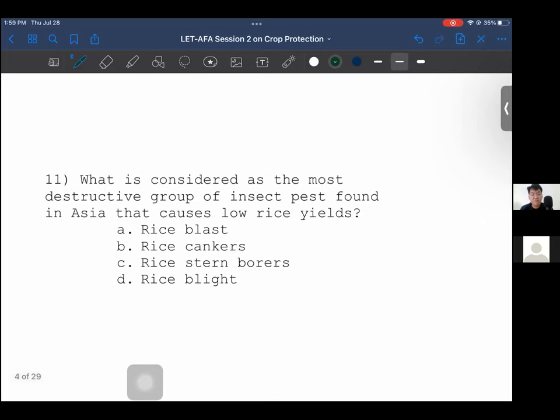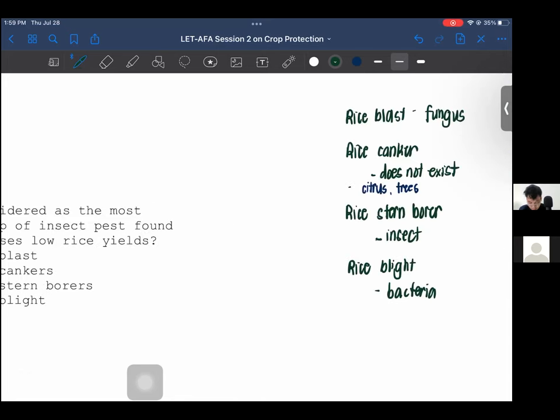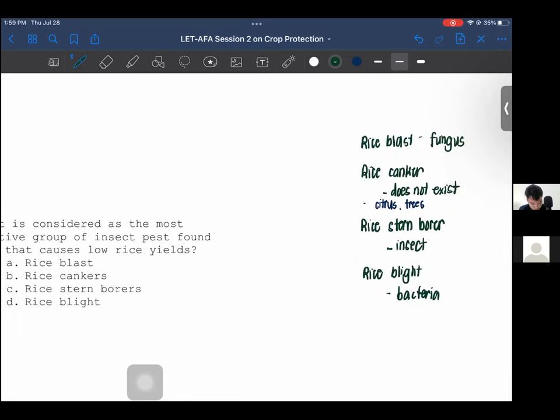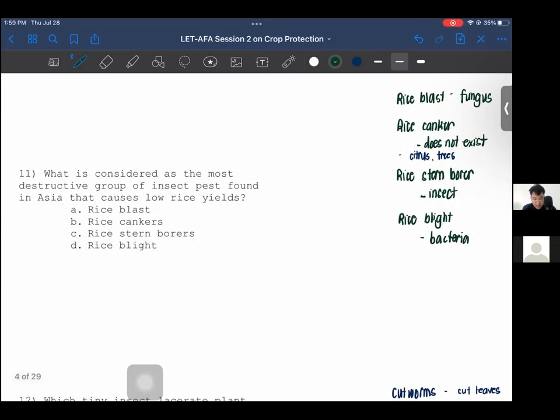Which is thorn... actually, I think that's stem borers. Stem borers. The question is on insect pests: the destructive group of insect pests. When we say blast, this is usually caused by fungi, fungus.